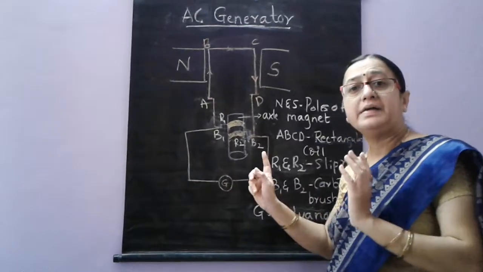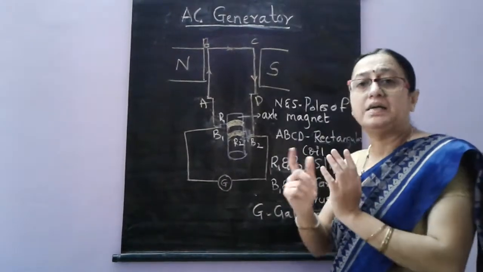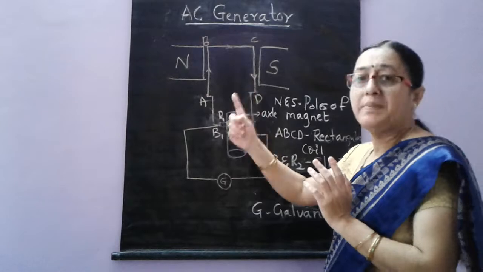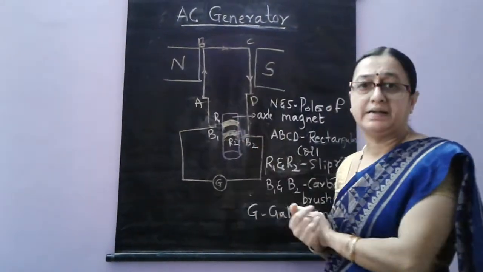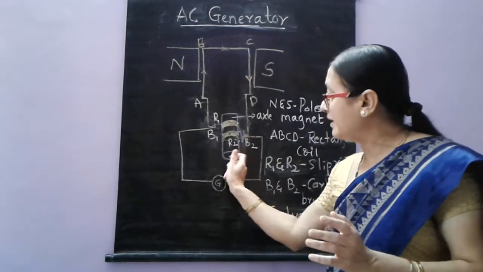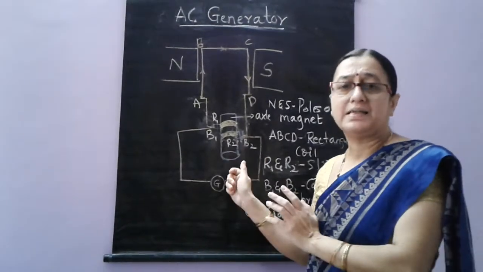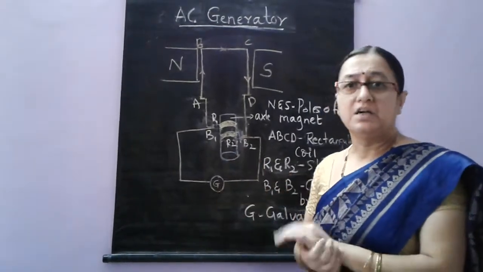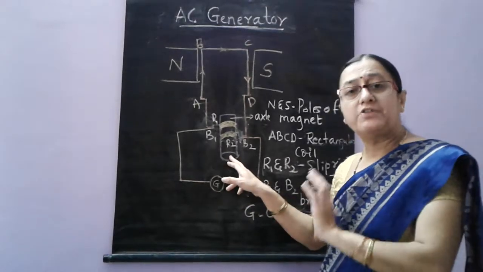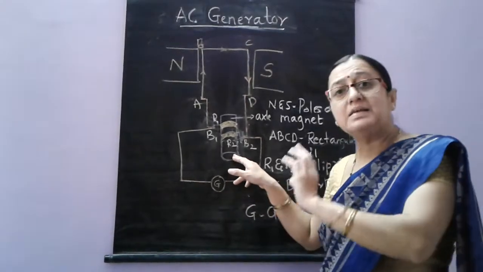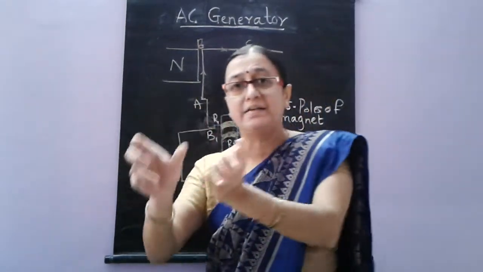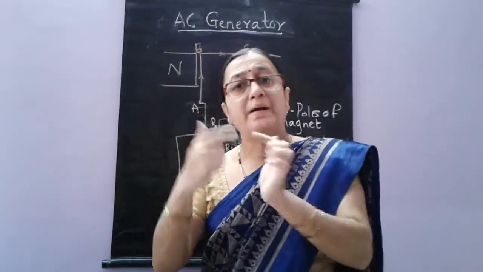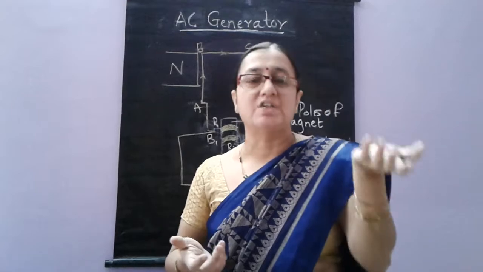The axle has to be rotated very fast, for the quick movement of this coil, so that more current is generated. If you rotate the axle manually, the speed will not be increased. To increase the speed of the rotation, the axle is connected to an external device. In case of a cycle, it is connected to the cycle wheel. So when we pedal fast, more current is generated.